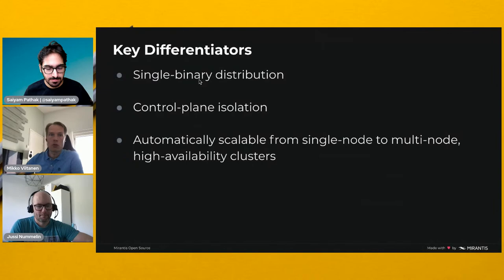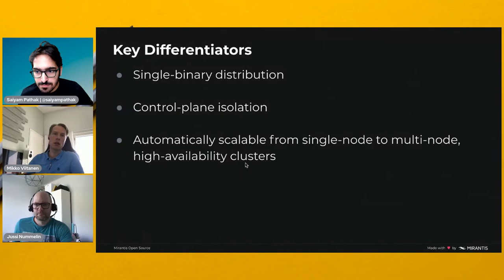But then the control plane isolation, I think we can call it a unique feature in K0s. At least I'm not aware of any distros implementing the isolation part in the way that we do. And then the third one here is that we have this automatically scalable solution from single node to multi-node, including the high availability clusters.